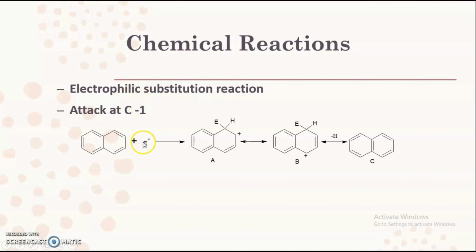Now, suppose the electrophile is attacking at the first position. When it attacks at the first position, this carbon atom bears a positive charge because the electrons are shifted to this carbon atom, due to which it is unstable. To get stability, it will take the electrons from the neighboring carbon atom. So, these electrons are shifted to this carbon atom and this carbon atom gets the positive charge.